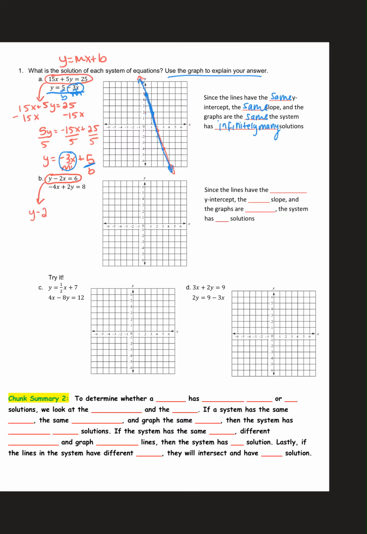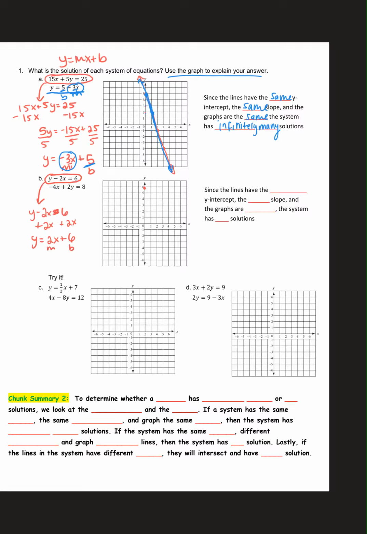So y minus 2x equals 6. All I've got to do is add 2x on either side. And I get y equals 2x plus 6 for my red line. Let's graph it. So this guy's my B and this guy's my M.